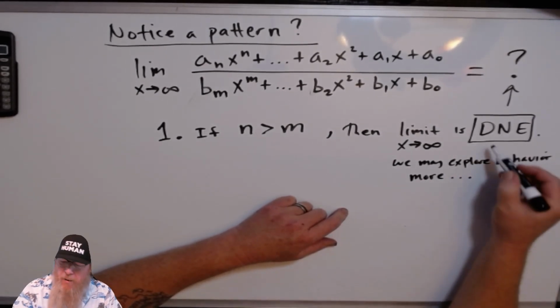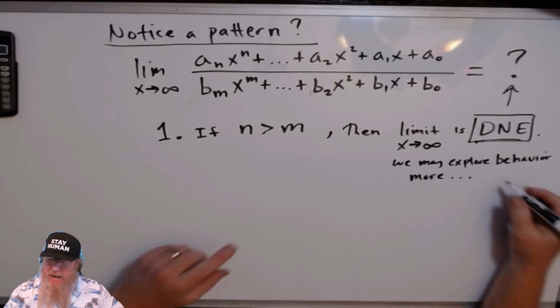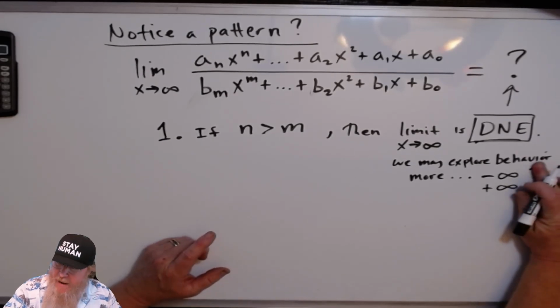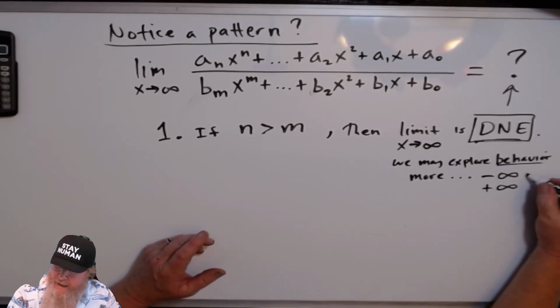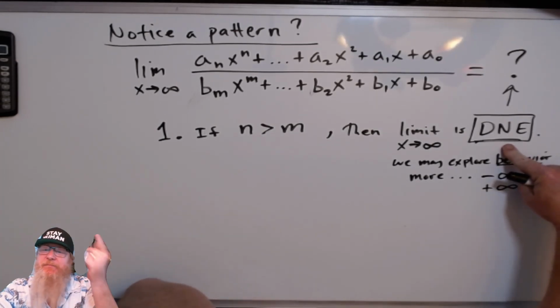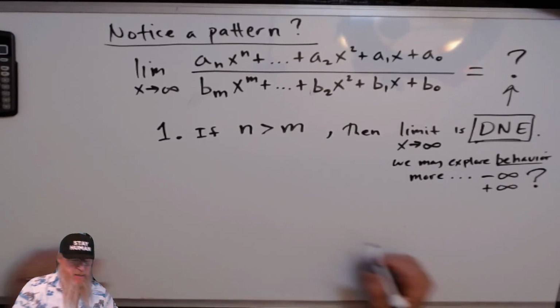For example, we know it doesn't exist, but where is it going? Is it going up? Is it going down? Negative infinity, positive infinity. We might want to explore the behavior a little bit more. But for a quick answer, you could just say it doesn't exist. That's the quick answer. That's the easy one.